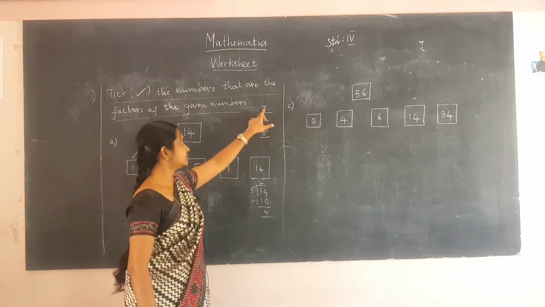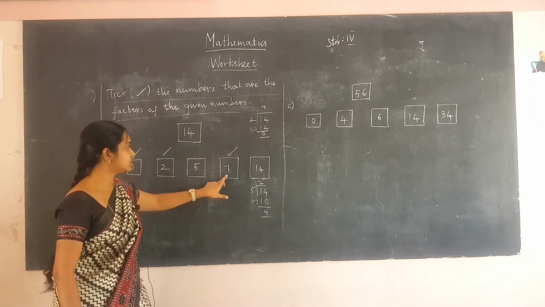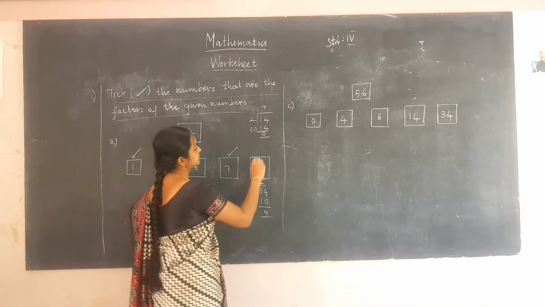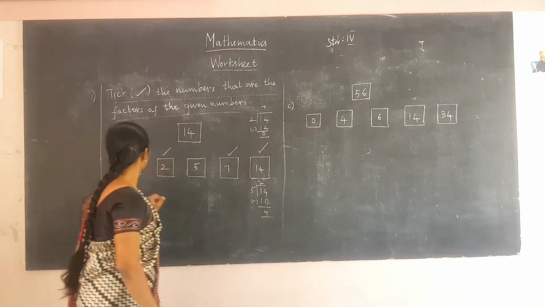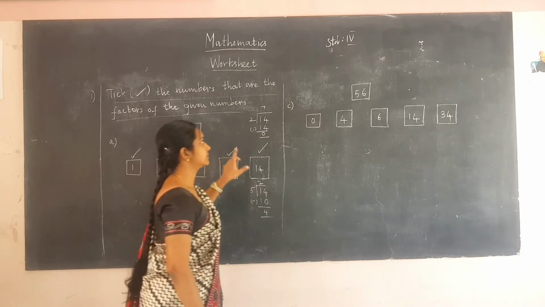7 will divide 14 exactly. So 7 is also a factor. 14 is also a factor of 14. So 1, 2, 7 and 14 are factors of 14.